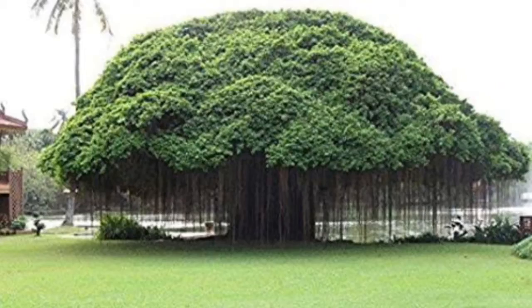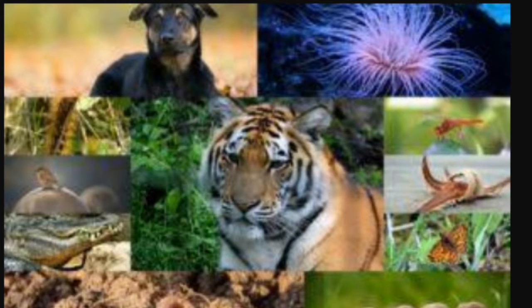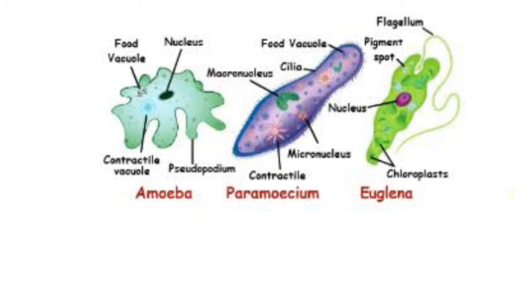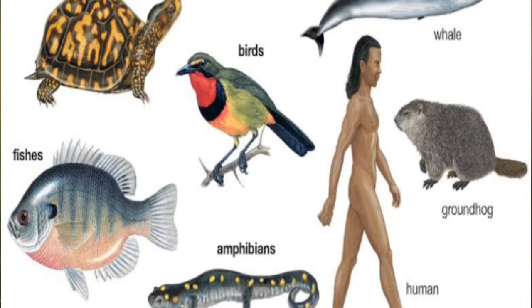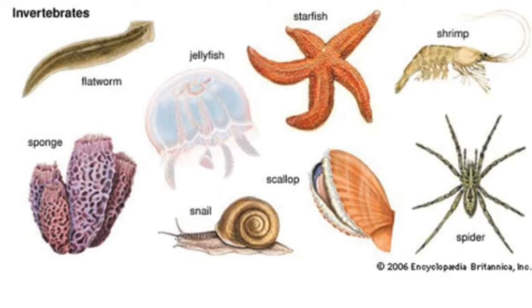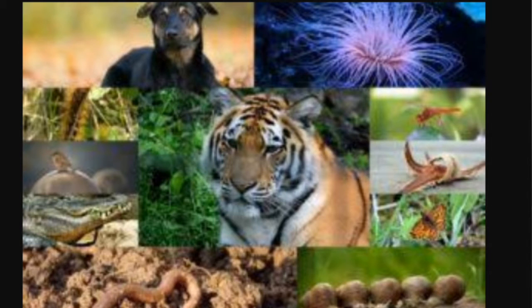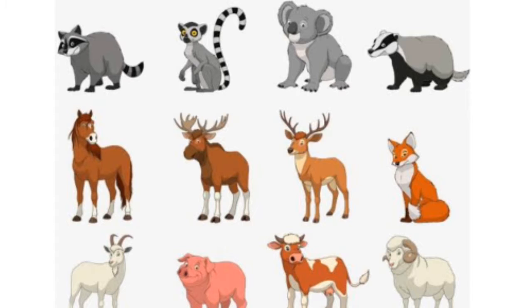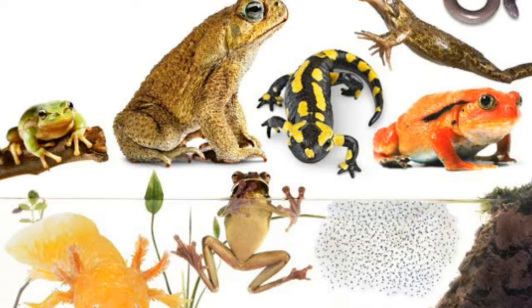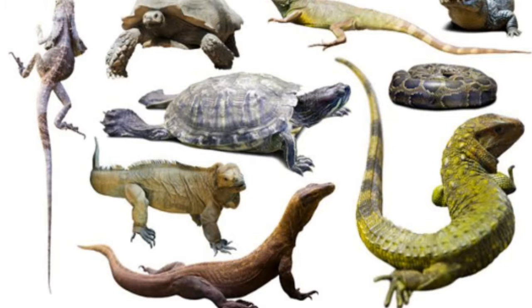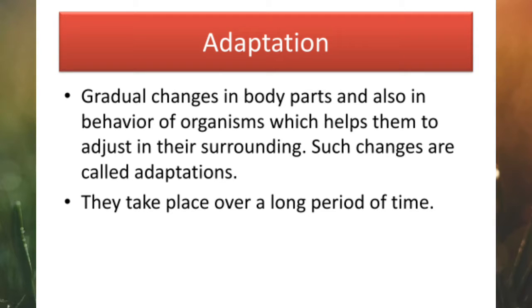Like plants, animals too show diversity. Some are unicellular, others multicellular. Some are vertebrates, whereas others are invertebrates. This world is full of a variety of animals: aquatic, terrestrial, amphibian, reptilian, aerial, etc.